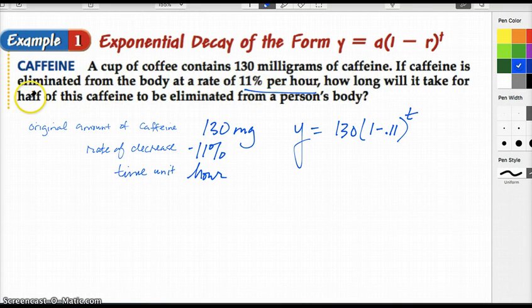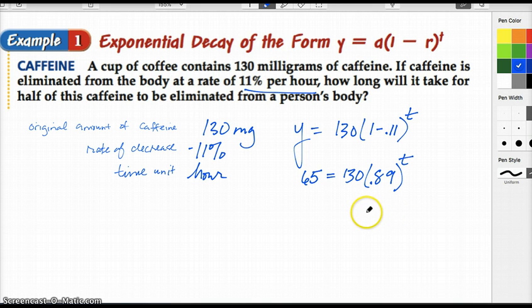We want to know when half of this caffeine is eliminated. If half of the caffeine is eliminated, starting with 130, we only have 65 milligrams of caffeine left. So we are now getting to where our equation should be. This is 0.89, and this is to the t power. This is our equation that we're going to use to solve.